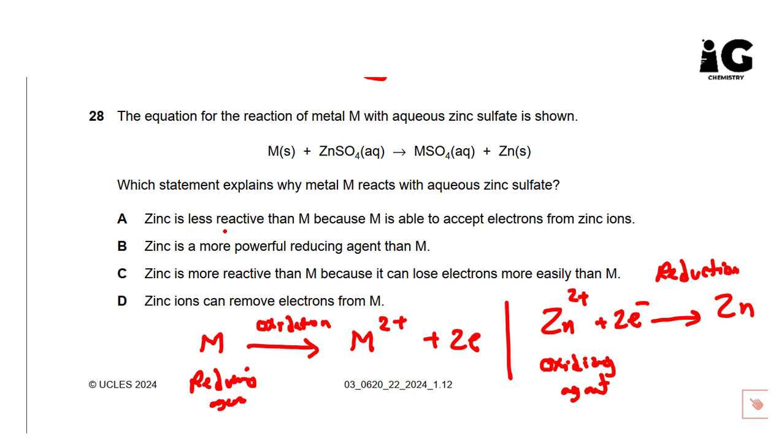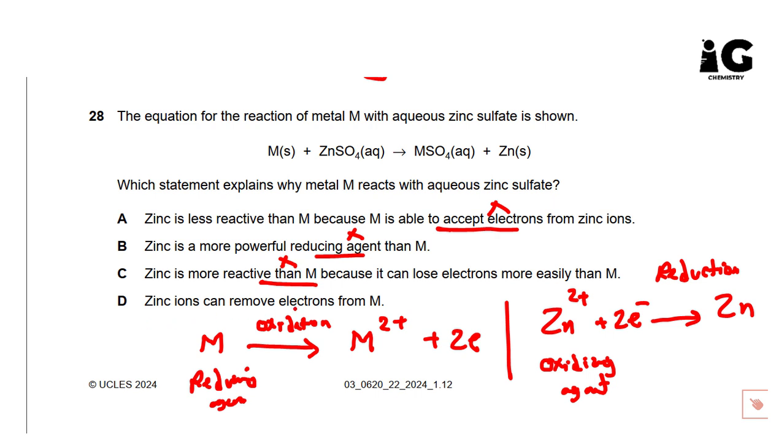A, zinc is less reactive than M because M is able to accept electrons. Actually here M loses electrons, not accepts electrons. So this is not correct. B, zinc is a more powerful reducing agent, but we said zinc is an oxidizing agent because it gained electrons, so it's not a reducing agent. C, zinc is more reactive than M. Actually zinc cannot be more reactive, because if it were more reactive it couldn't be replaced by M. So this is also not correct.